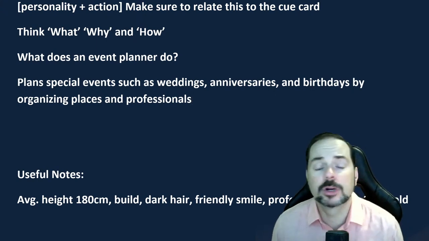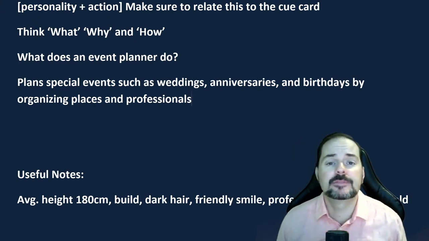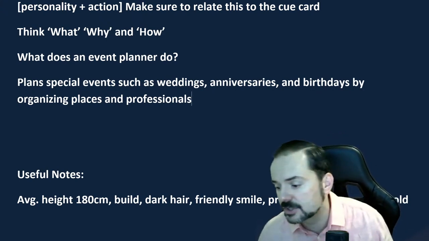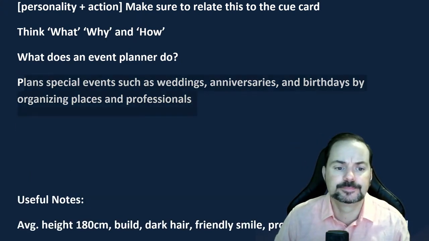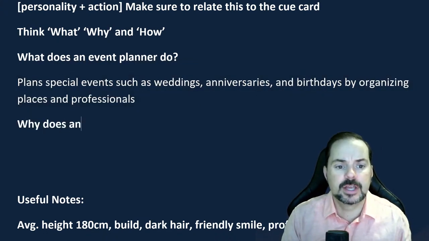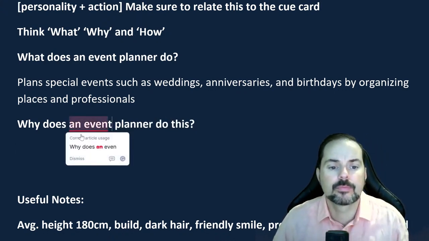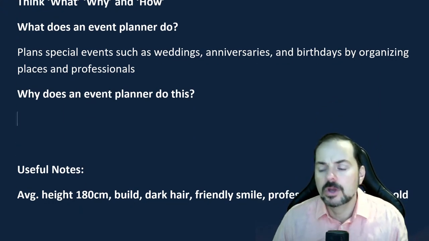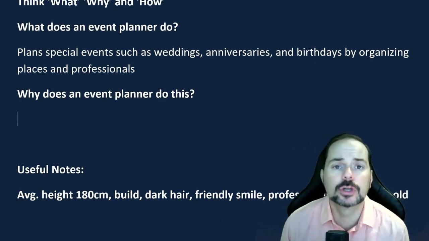Okay, so by organizing places and professionals, right? So an event planner figures out where the party should be, figures out who should be there, musicians, dancers, and so on. Okay. Why? So why does an event planner do this? So what's the goal here? Okay, always pushing you to think critically. Good critical thinking will lead to good band scores, all right?